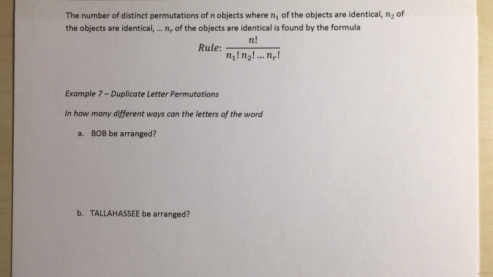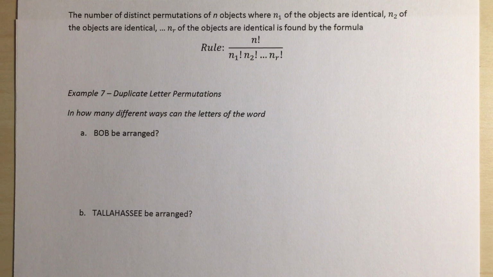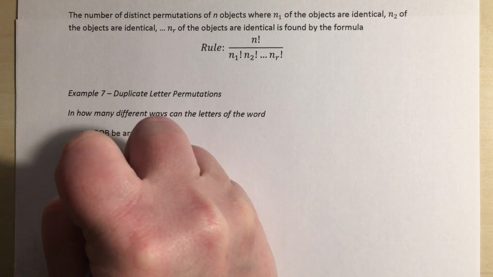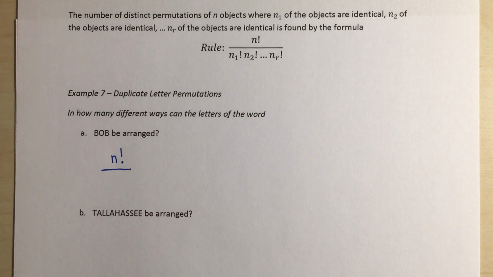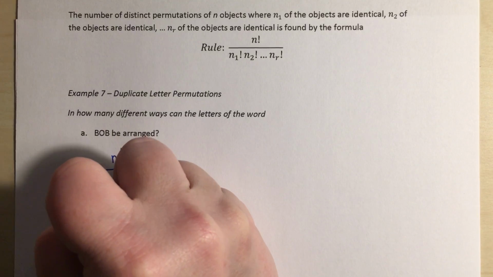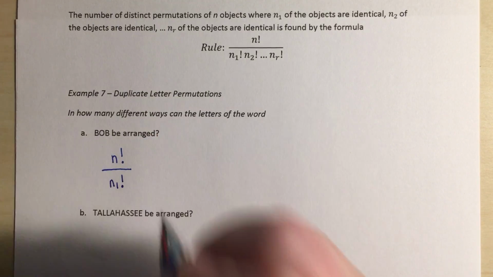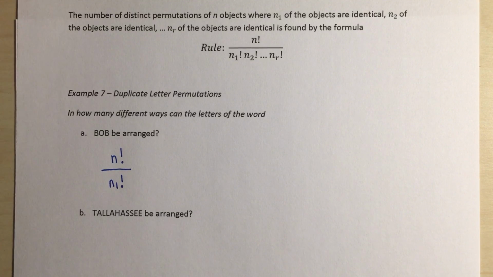So we're going to start with just a simple example to show this, and then go through one that has a few more digits and is a little bit more complicated. In how many different ways can the letters of the word Bob be arranged? In our rule, our top number is going to be the number of original letters that we have. So in our particular case, we're going to have n factorial, which is going to be the number of letters in the word Bob.